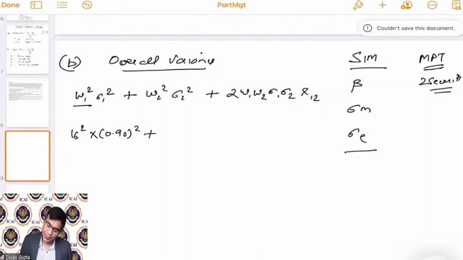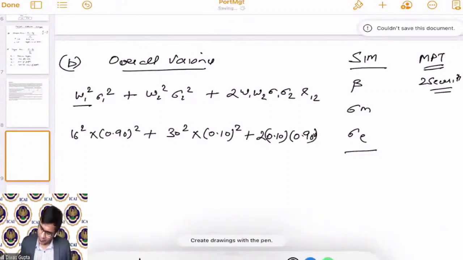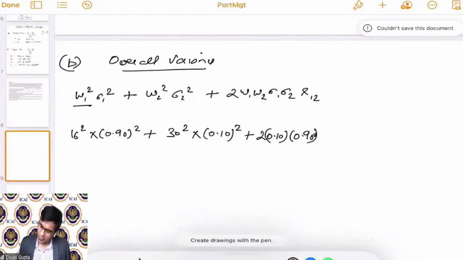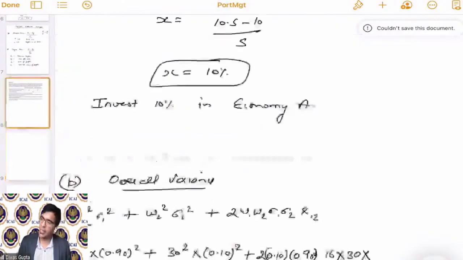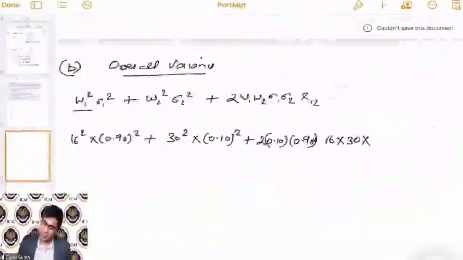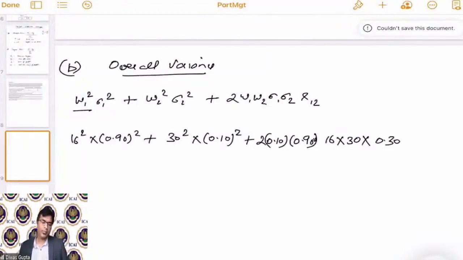Similarly, weight 2, sorry, standard deviation of 2 is 30. So 30 squared multiplying by 0.10 squared, plus 2 times 0.10, 0.90, and then the 16 multiplied by 30 multiplied by the correlation coefficient, which is given as 0.30. It's just a simple application of the formula that we have studied.